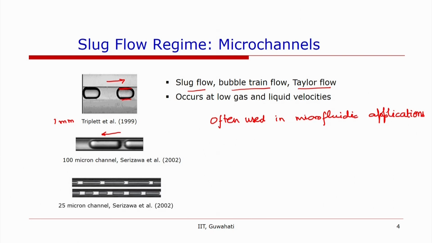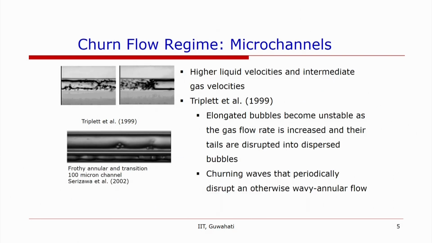Okay. The next flow regime is what we call churn flow regime, and the churn flow regime is a transition regime. It occurs at relatively higher liquid velocities and intermediate gas velocities. So, these two pictures, which are from Triplet et al. in a 1 mm channel, they have defined the churn flow for two different processes.